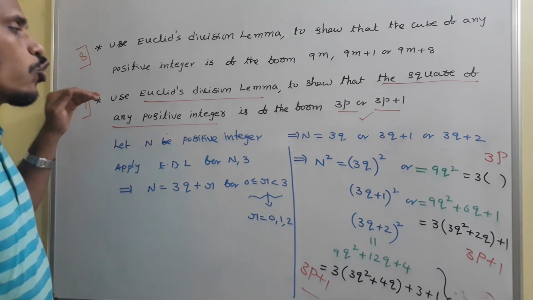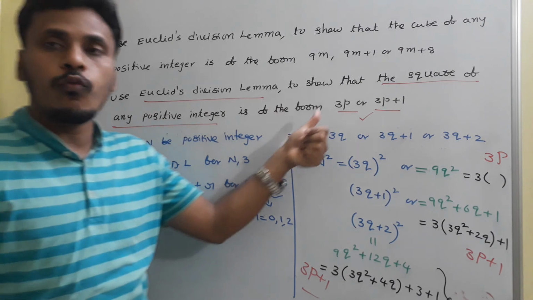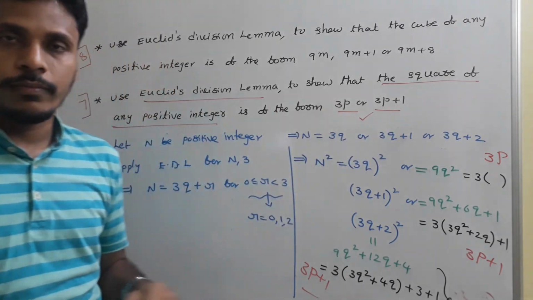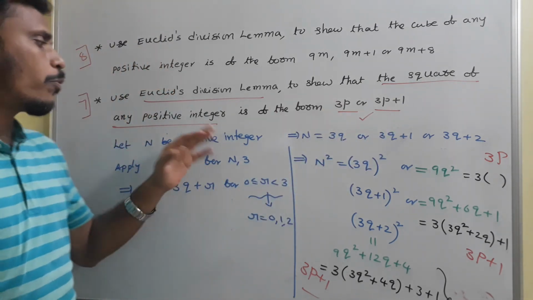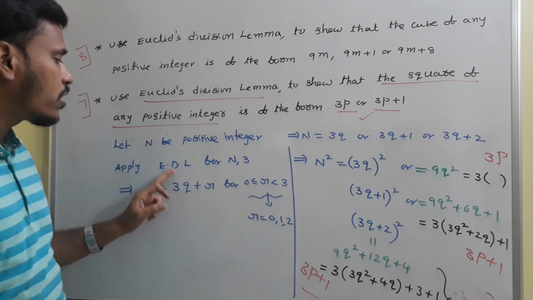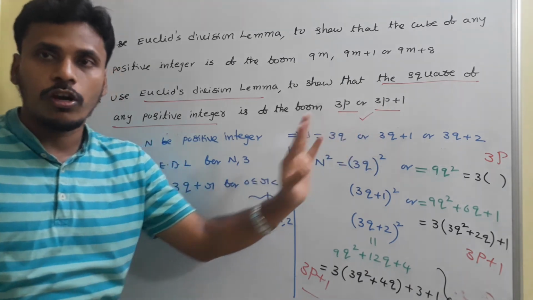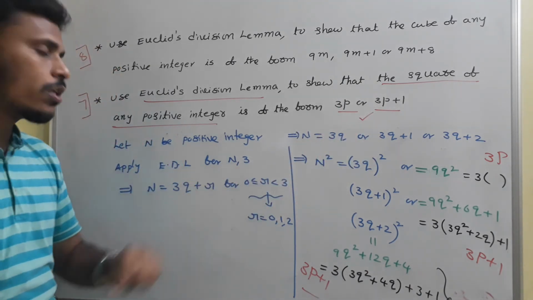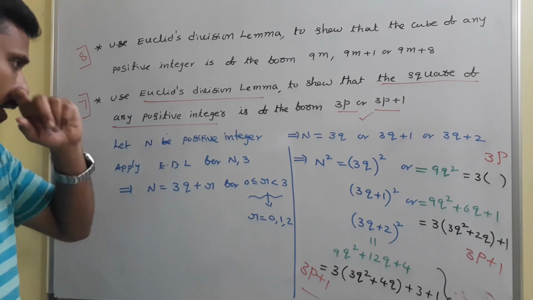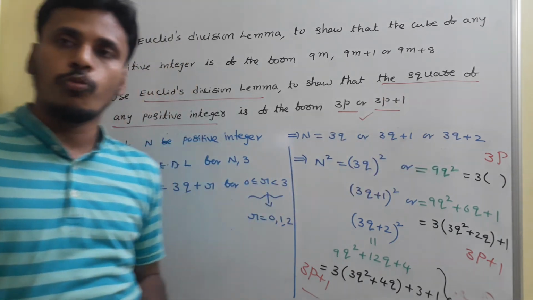7th problem: use Euclid's division lemma to show the square of any positive integer is of the form 3p or 3p plus 1. So first of all, let n be the positive integer as we mentioned in the previous problems. You just apply Euclid's division lemma for n comma 3. Why? Because the question is suggesting it. If you apply Euclid's division lemma for n comma 3, then the representations for n are 3q or 3q plus 1 or 3q plus 2.